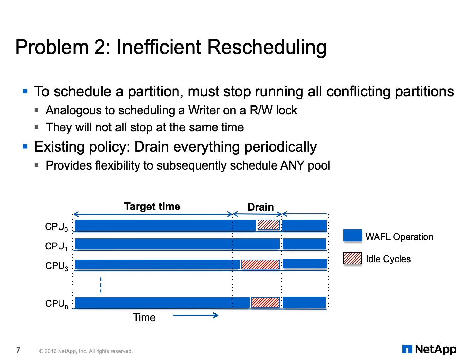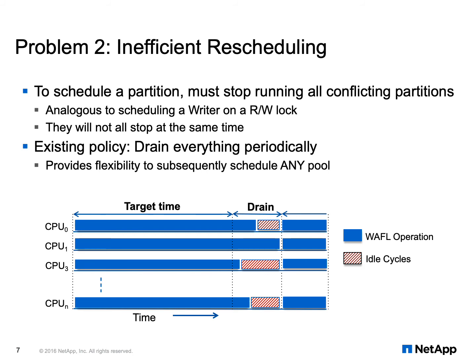Historically in WAFL, what we've done is periodically draining all running partitions. The advantage of this is once all data partitions have been drained, we're free to run a completely new set of partitions, and anything is runnable at that point because there are no running data partitions. At the bottom here, I have a figure showing the problem with periodic complete draining. The blue bar shows some WAFL operation running on each core in a different data partition. And then after some timing interval, we decide to drain all running data partitions in order to reschedule the partitions.